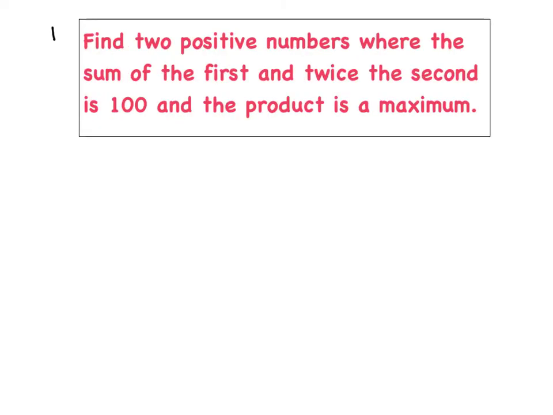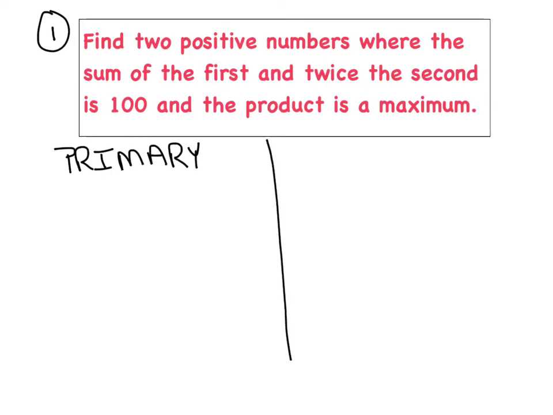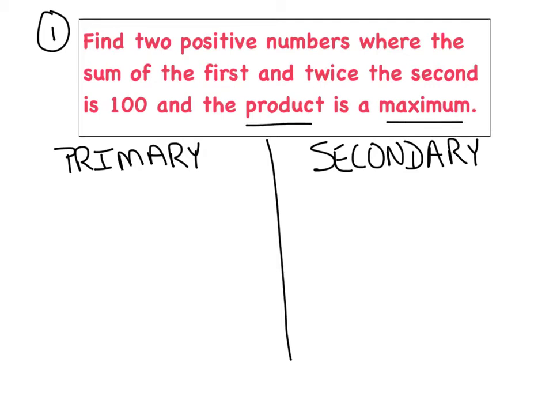All right, so here's our first example, and they want us to find two positive numbers where the sum of the first and twice the second is 100, and the product is a maximum. So let's start off, and I just want to get used to this terminology of a primary and a secondary equation. The primary equation, I defined as the equation that needs to be either maximized or minimized. In this case, we're trying to maximize the product of two numbers, and let's say x represents the first and y represents the second number. So we'll say that the product equals x times y, and that's the one we're trying to maximize.